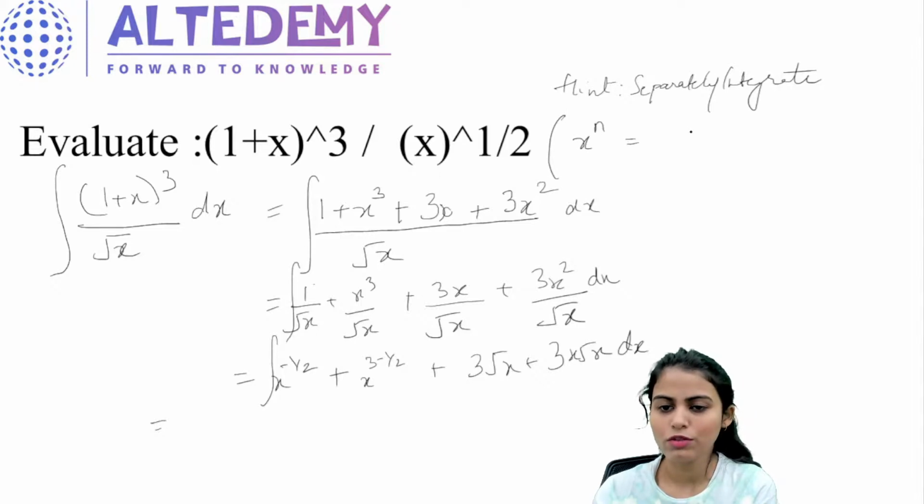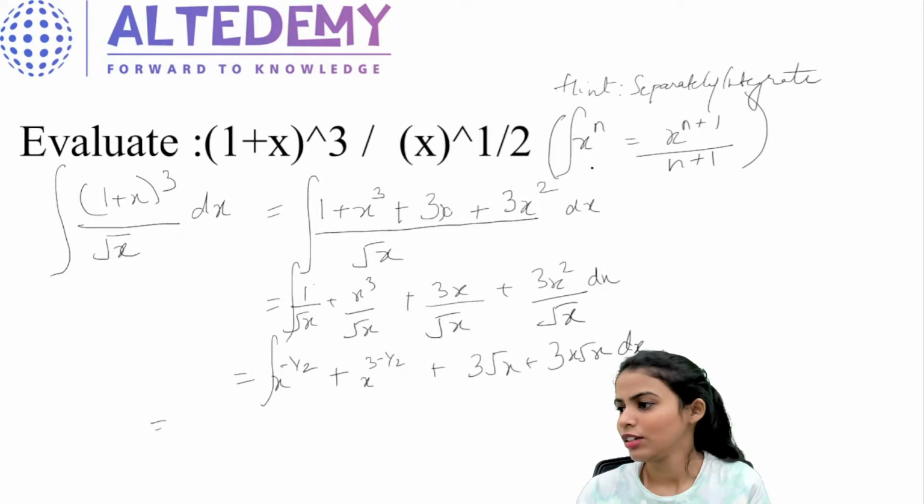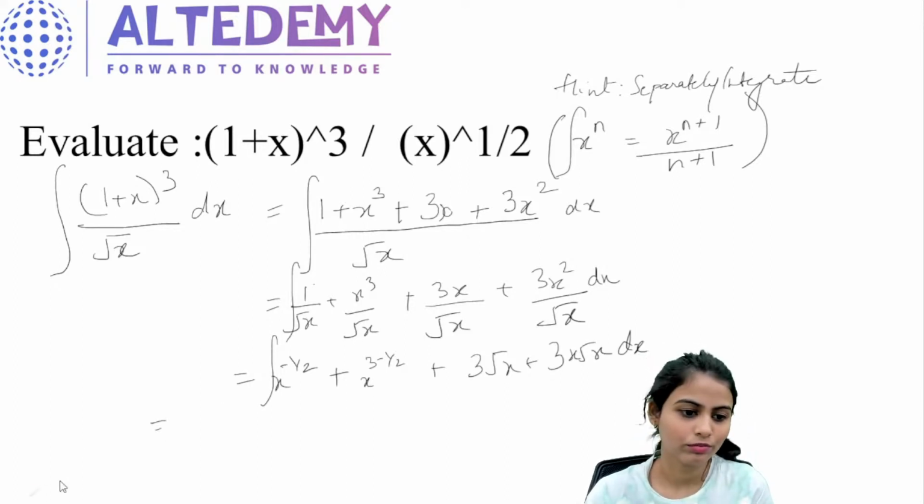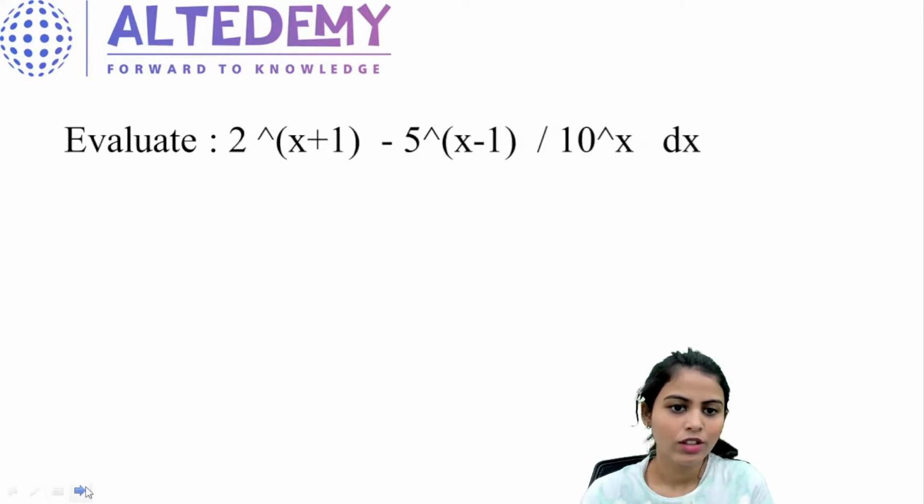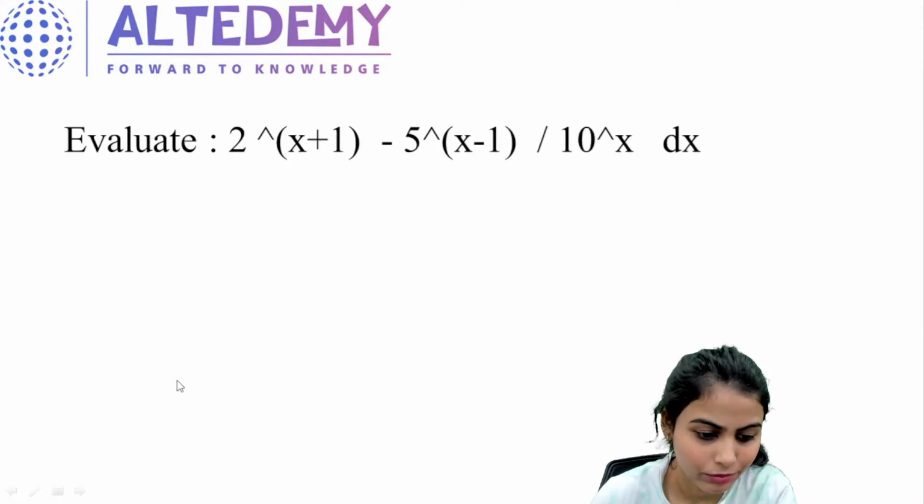x to the power n. What is the formula? We know this. Just write plus c. Okay, now we have this next question: integration of 2 to the power x plus 1, 5 to the power x minus 1, upon 10 to the power x dx. Okay, let me write this.